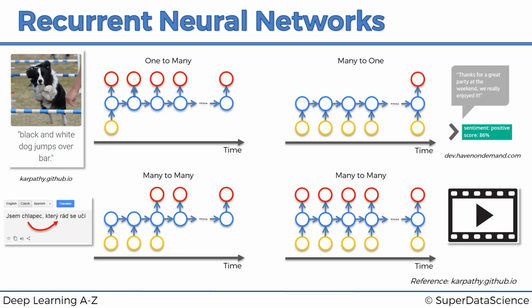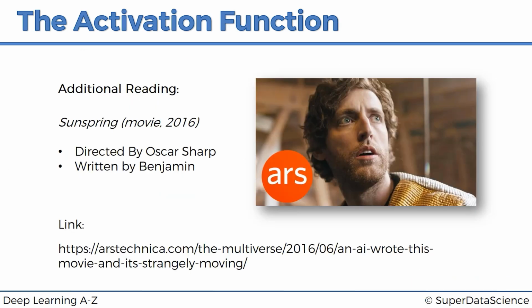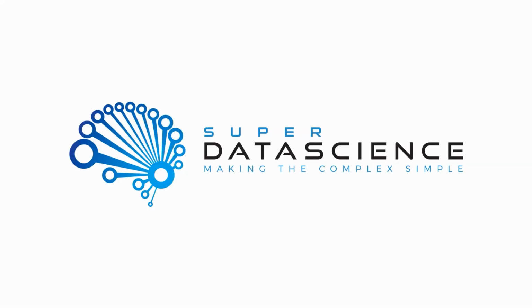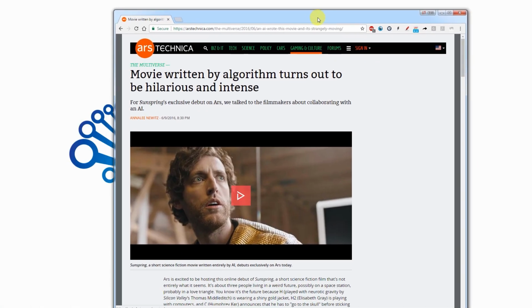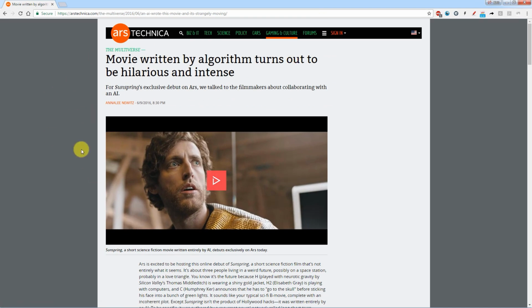And speaking of movies, today we don't have additional reading. Today we have additional watching. So a movie called Sunspring in 2016, directed by Oscar Sharp, and you might know this actor Thomas Middleditch from the TV show Silicon Valley. And this movie was entirely written by Benjamin, who is an RNN, an LSTM to be specific. So I'm going to show you this movie now. Well, I'm not going to play it. I'm just going to show you where to find it.